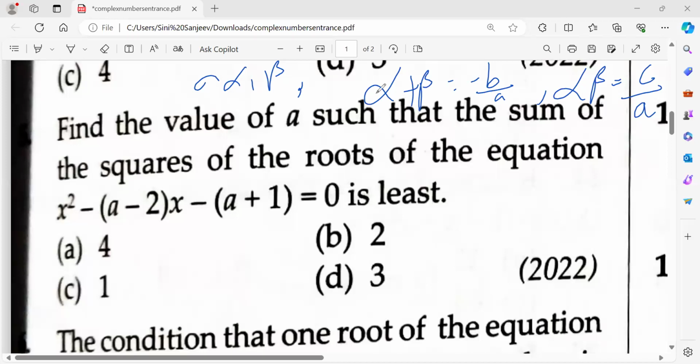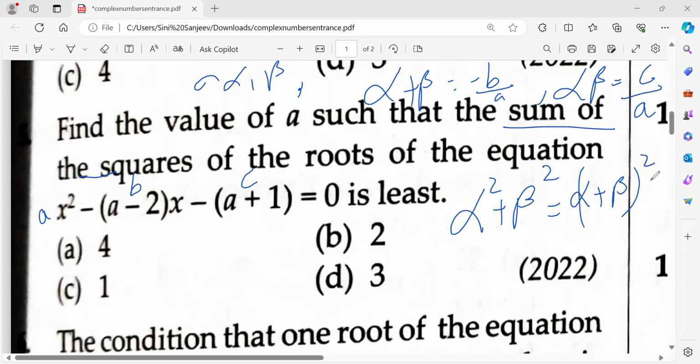Correct? This is my coefficient of ax square. This is my b. This is my c. Correct or not? Sum of squares of the roots. So that is alpha square plus beta square. This also we know. What is it? Alpha plus beta the whole square minus 2 alpha beta. Correct? What is alpha plus beta? Minus b by a. Minus b by a is what? What is it? A minus 2 by, what is the coefficient of x square? 1.